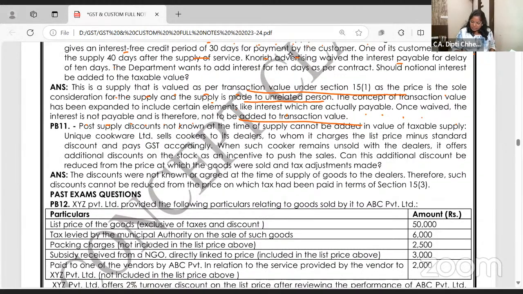Are the questions clear to you? Unique cookware sells cookers and they are charging the list price minus standard discount. So standard discount is like trade discount. पहले ही minus कर दोगे. When such cooker remains unsold, it is offering additional discount on the stock as incentives to push the sales. Can this additional discount be reduced from the price at which goods were sold and all? No, because when I supplied you the goods, I didn't know कि buyer you will not be able to sell it to customer and we'll give you additional discount and all. The discounts were not known at the time of supply, therefore such discounts cannot be reduced.